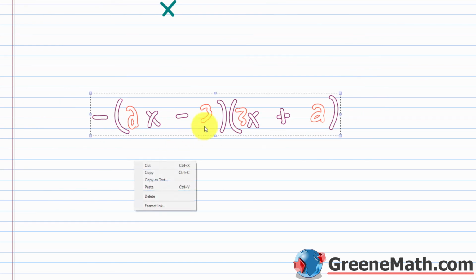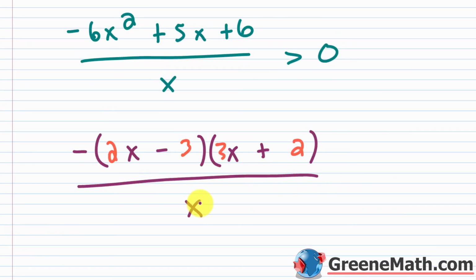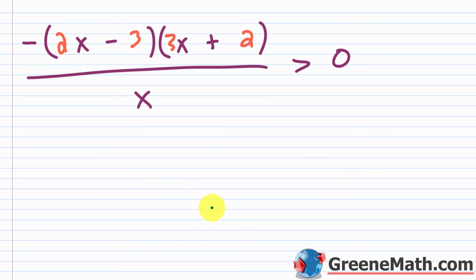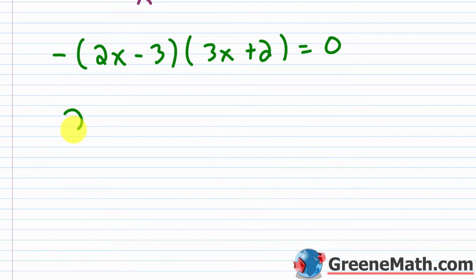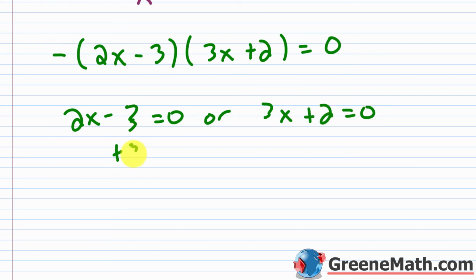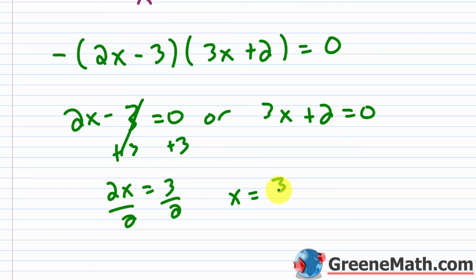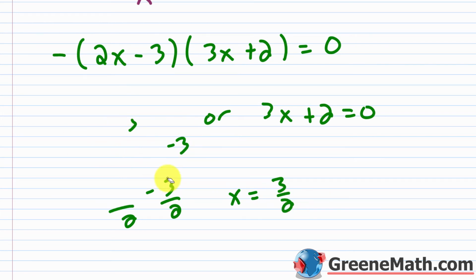So let's move this back up here, and let's say this is over x, and we're greater than 0. I'm going to set the numerator equal to 0. So we have the negative of this 2x minus 3, then this other quantity 3x plus 2. Let's set that equal to 0. So I'm going to say that 2x minus 3 is equal to 0, or 3x plus 2 is equal to 0. Let's add 3 to both sides of the equation. We'll have 2x is equal to 3. Divide both sides by 2. So x is equal to 3 halves. So that's going to be one of these. Let me move that up into this position over here.